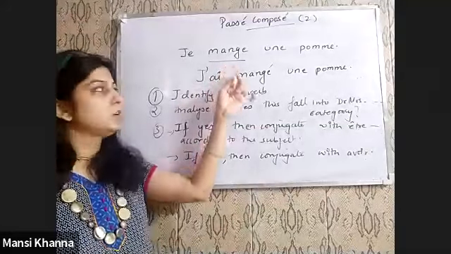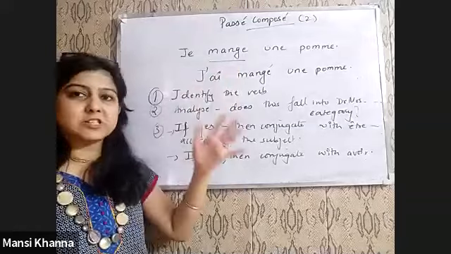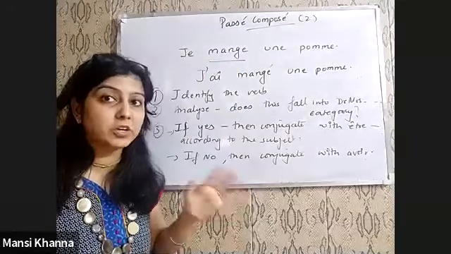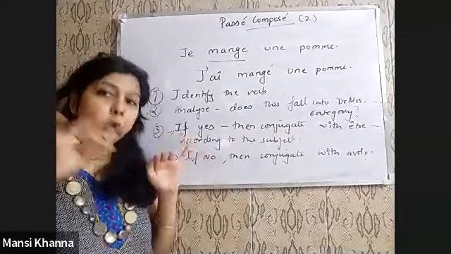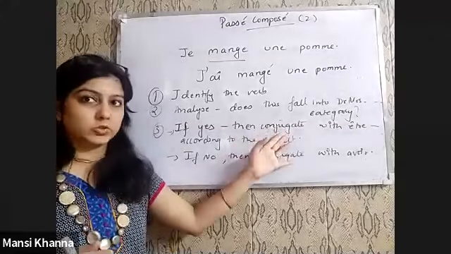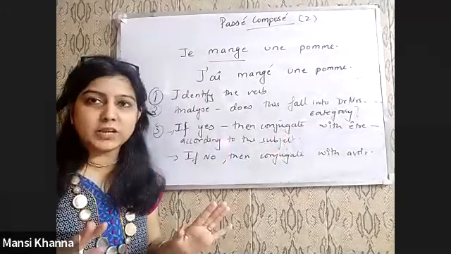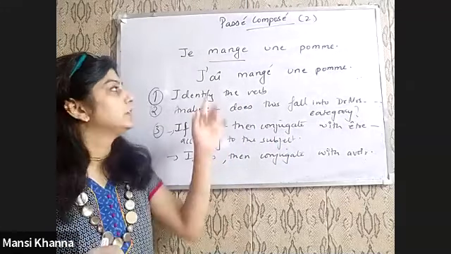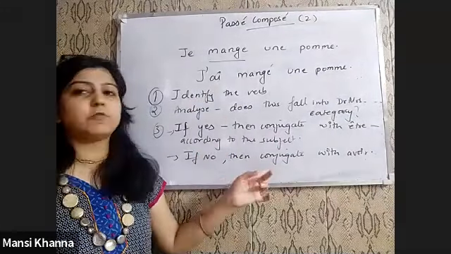Identify the verb. Check whether the verb falls into the Dr. Mrs. Vandertramp category, yes or no. If it falls into the Dr. Mrs. Vandertramp category, then you conjugate it with être. If it doesn't fall into the category of Dr. Mrs. Vandertramp, then you conjugate it with avoir.